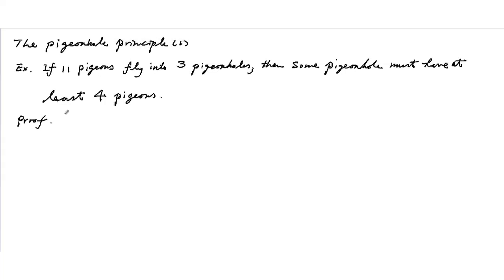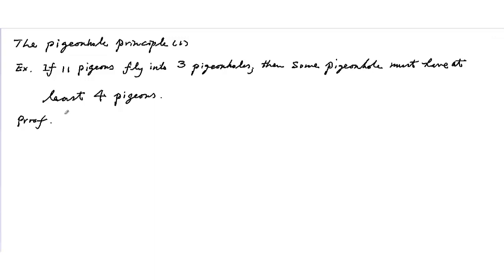The pigeonhole principle. The pigeonhole principle comes from our observations on pigeonholes. Let's look at this example. Say, if 11 pigeons fly into 3 pigeonholes, then some pigeonhole must have at least 4 pigeons.